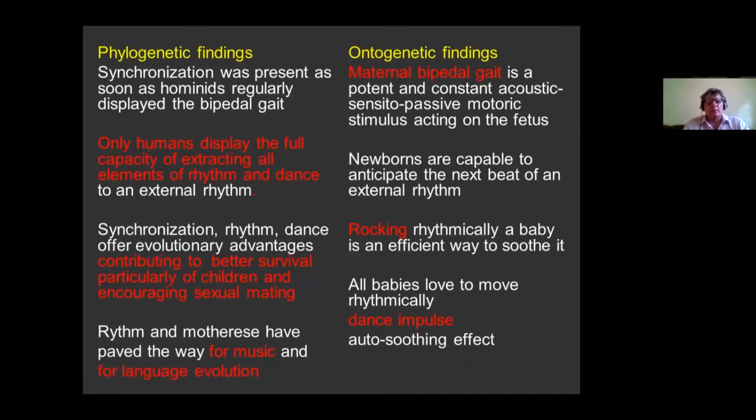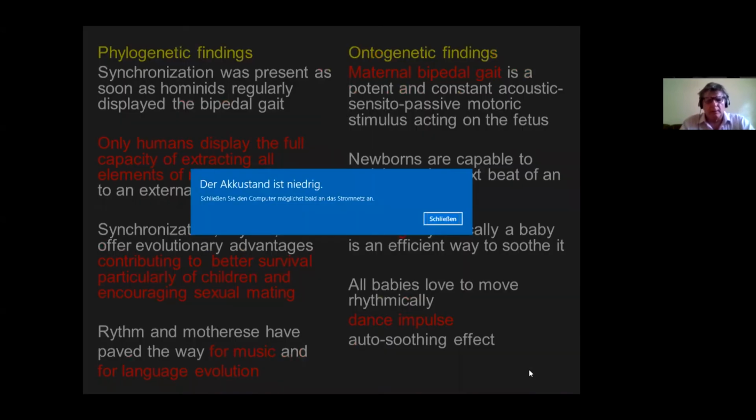So summarizing, we had some phylogenetic findings. The synchronization was present as soon as hominids regularly displayed the bipedal gait. Only humans have the full capacity of extracting.